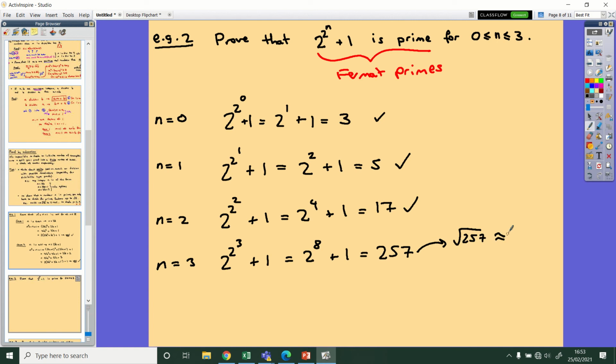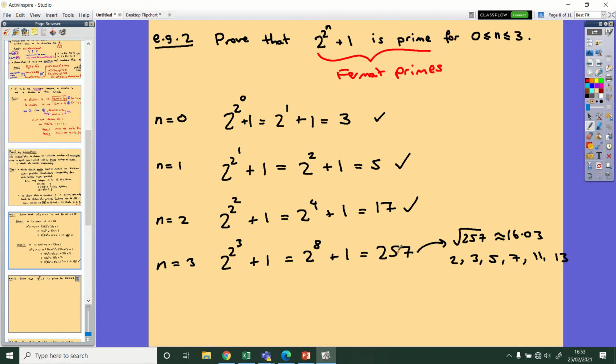And that's about 16.03. So that means I've only got to check primes up to 16, or any prime that's less than 16, I should probably say. So let's check 2, 3, 5, 7, 11 and 13.